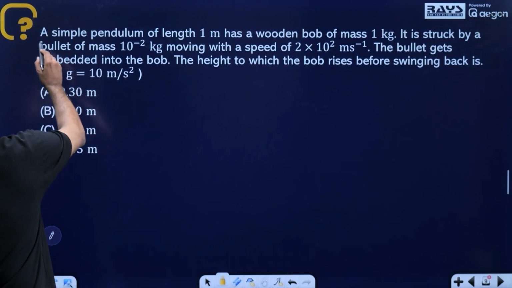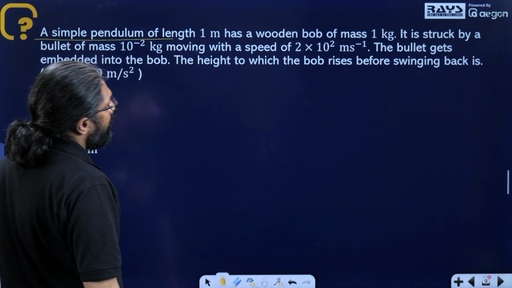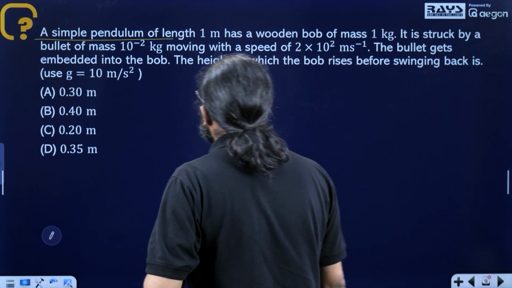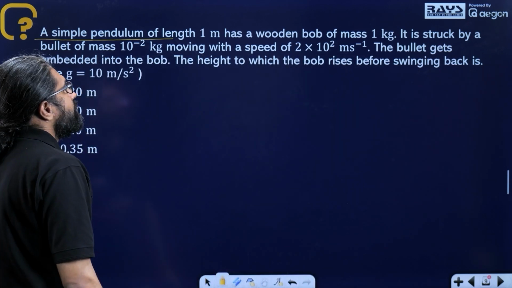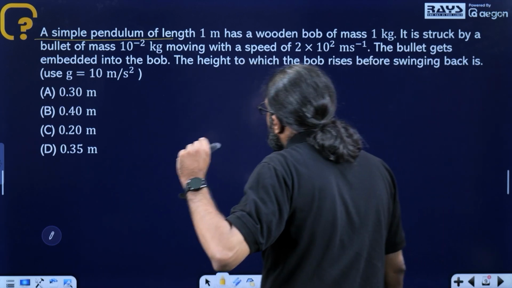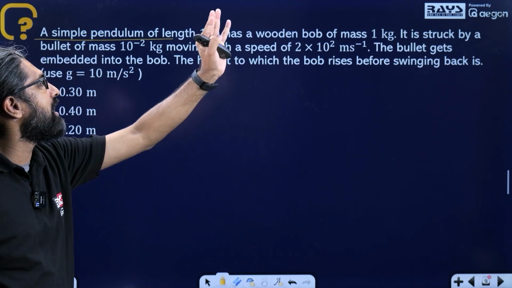question says, a simple pendulum of length 1 meter has a wooden bob of mass 1 kilogram. It is struck by a bullet of mass 10 raised to minus 2 kilogram moving with a speed of 2 into 10 raised to 2 meters per second. The bullet gets embedded into the bob. The height to which the bob rises before swinging back is.